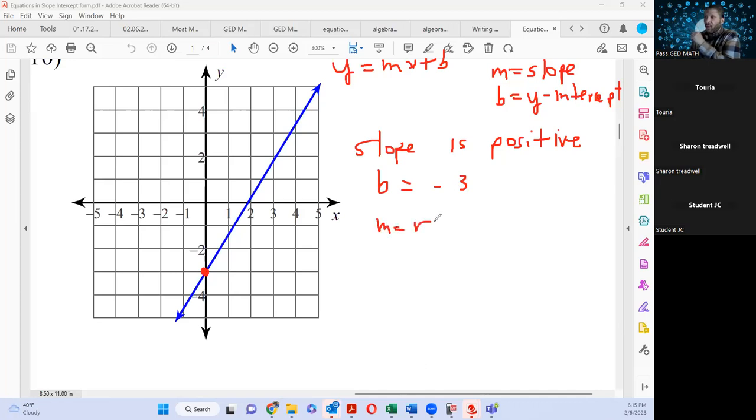But the last step is to find the slope. Now I heard somebody tell me rise over run. You are 100% correct. 3/2. But what do we need to find the slope? How many points do we need? 2. So we also need a second point, correct?